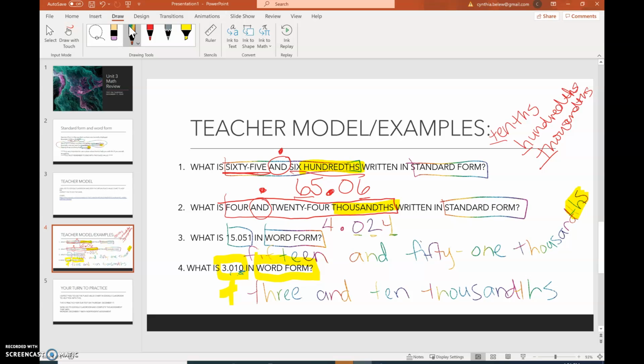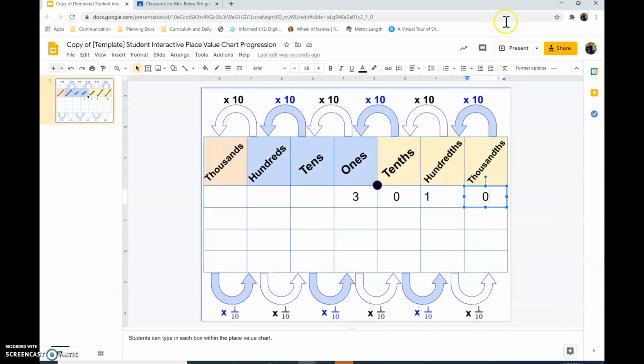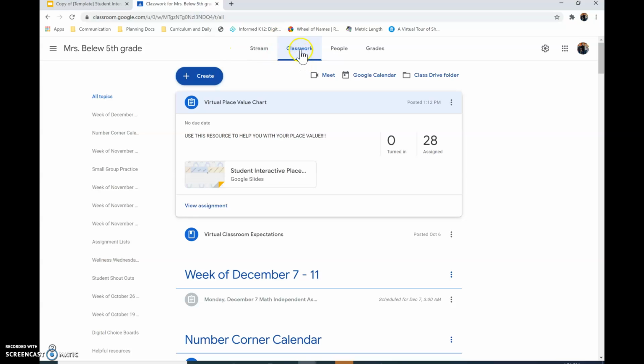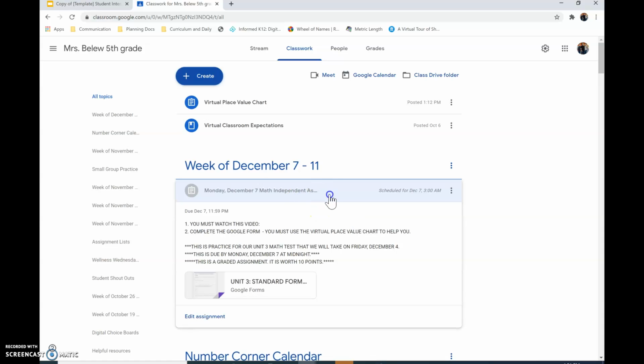Now you're going to practice this. So if I look at the next one, it says your turn to practice. I expect you to use the place value chart in Google Classroom to help you with this. This is practice for our test on Thursday, December 17th. Now go to Google Classroom and complete the assignment that says Monday, December 7th, Math Independent Assignment. So if I go to Google Classroom, I click on classwork, I look for the week that we're in, which is week of December 7th through the 11th, and it's right here, Monday, December 7th, Math Independent.